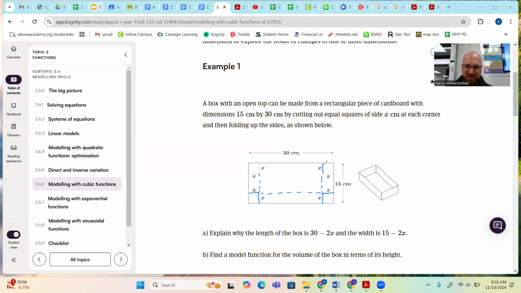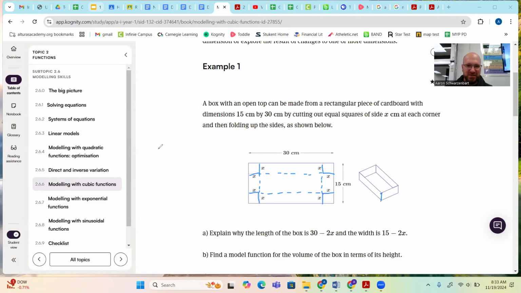If this doesn't make sense, ask. I can make a model. And the sides fold up and you get an open top box. You tape the side corners together right here.